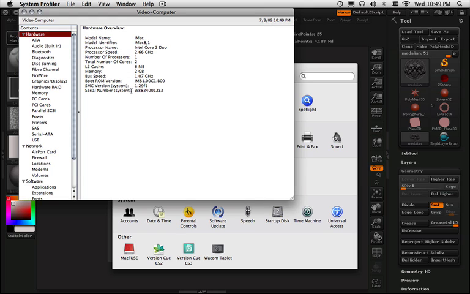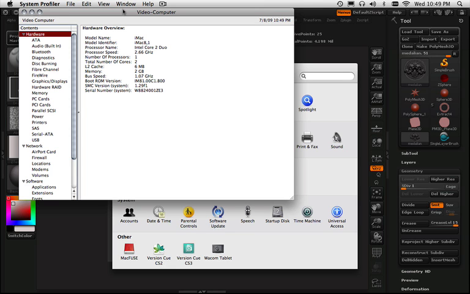All right, so I have a beast of a machine downstairs. It probably has, I think, 8 gigs of RAM. It's dual core, but it's AMD, and it's got a halfway decent video card in it, but nowhere near what I can do with this machine.